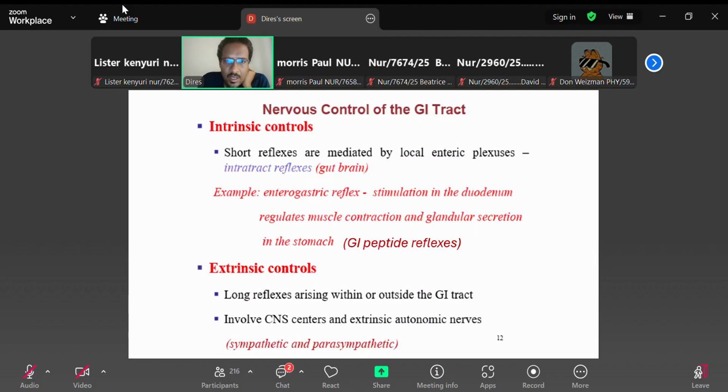Good. All right, so this is intrinsic. The other one is extrinsic. When you say extrinsic control, as the name implies, this is a control coming not from the gut, outside the gut, from the brain. So extrinsic control, also called brain control, long reflexes.